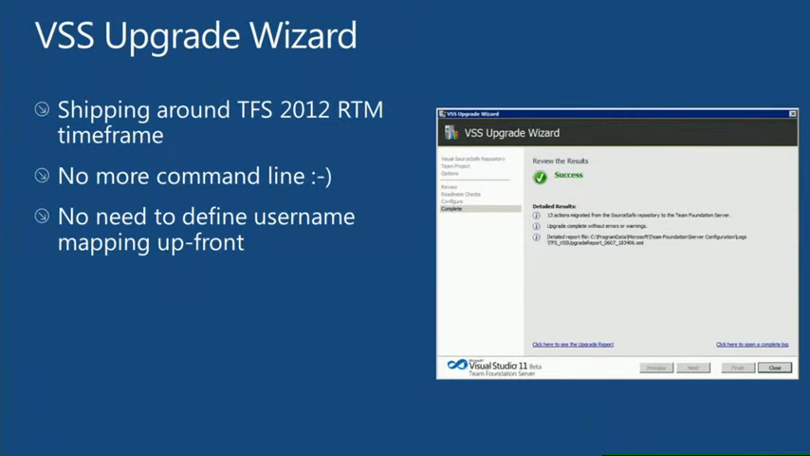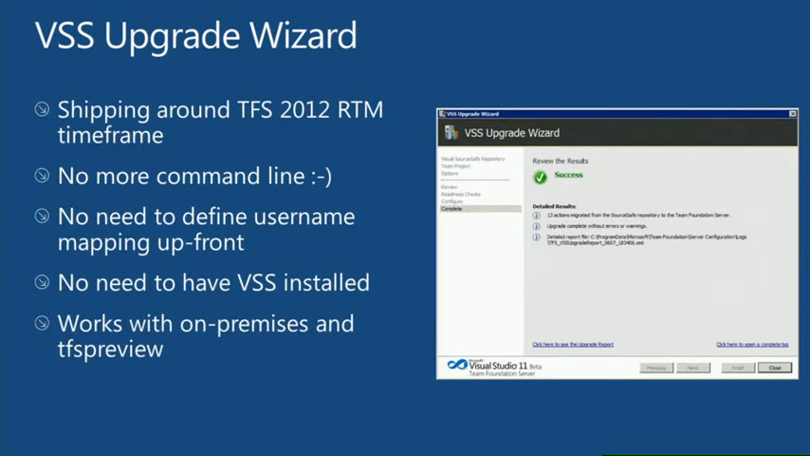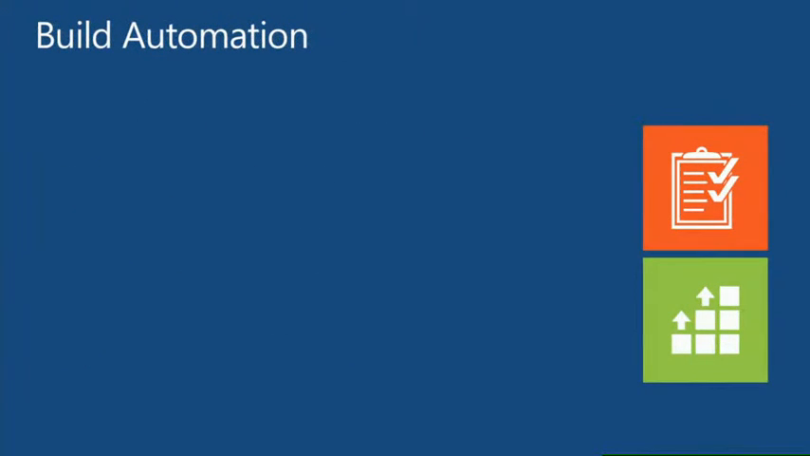So in history, it just says checked in by, you know, John Smith, who happened to have left the company 4 years ago or whatever and no longer works here anymore. That's fine. In history, it still shows up as John Smith did the check-in. No need to have SourceSafe installed, and it works on-premise and on cloud.